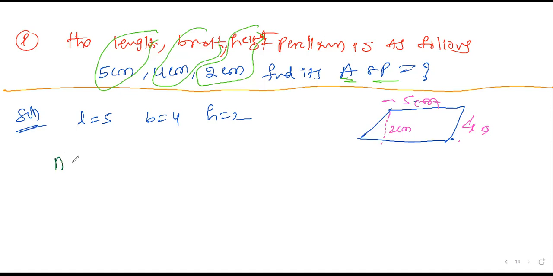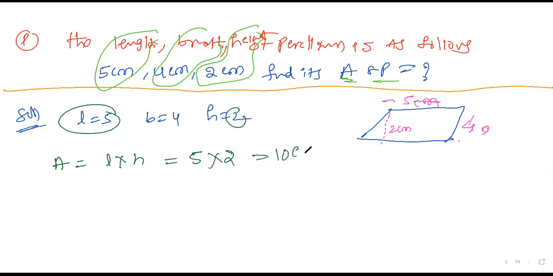What is the area of a parallelogram? Length into height. What's the value of length? 5. What's the value of height? 2. 5 into 2, the answer is 10 centimeters square.